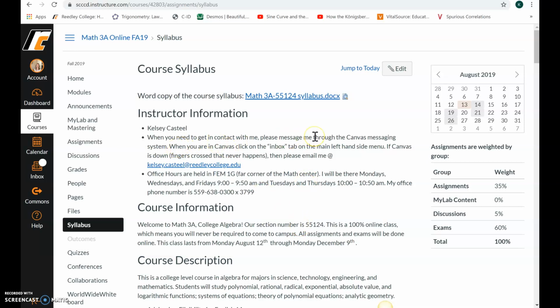Again, if you are wanting to message me, please do so through the Canvas messaging system. You access that by clicking on the Inbox tab on the very left-hand side of your Canvas page.